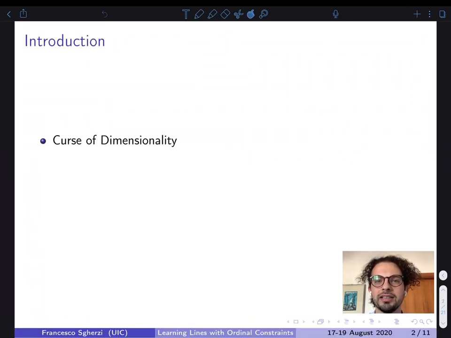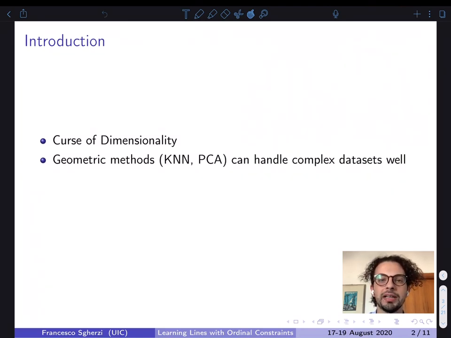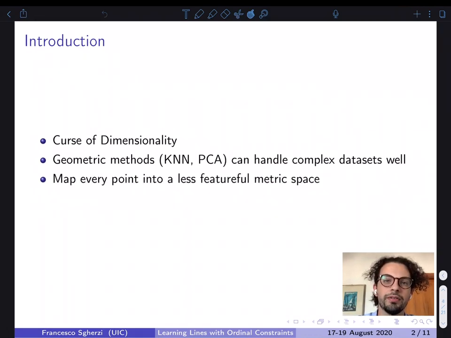The curse of dimensionality has shown us that the higher the dimensions of the dataset, the harder it becomes to retrieve meaningful patterns from it. That's why geometric methods such as KNN or PCA have seen widespread adoption as the first stage of the analysis, in order to assess some relevant patterns in the data points before carrying on with additional analysis or classification and regression. The key takeaway of those approaches is that they encode every data point into a less featureful space while still preserving some relevant pattern of the dataset, and therefore render a subsequent classification or regression task much easier.